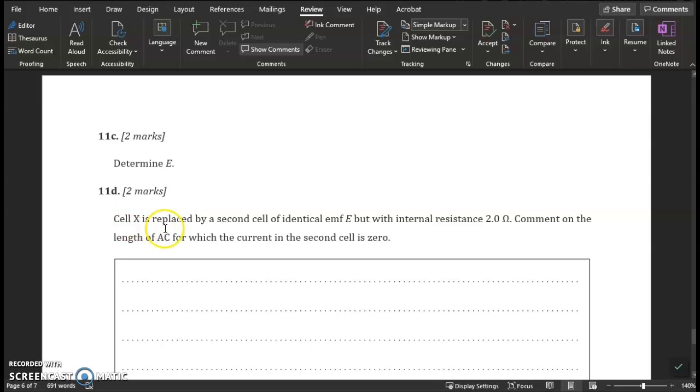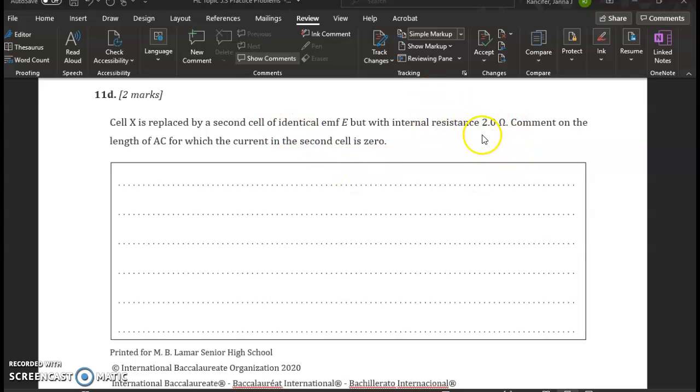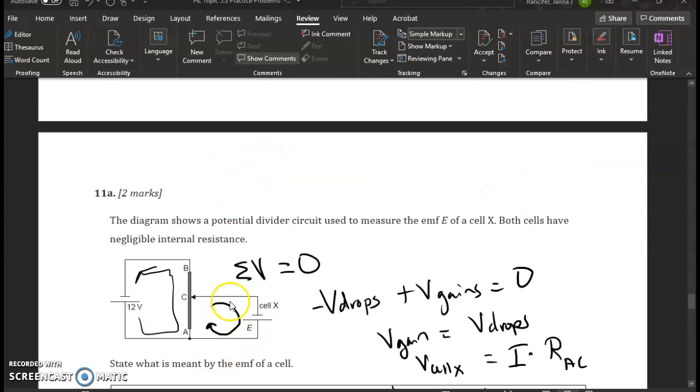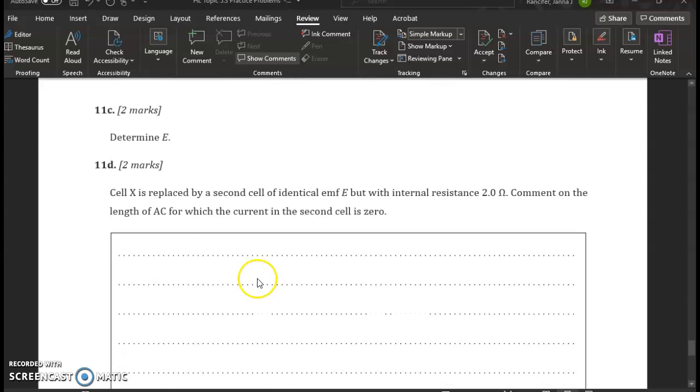Okay. Cell X is replaced by a second cell of identical EMF, but now it has internal resistance 2 ohms. Comment on the length of AC for which the current in the second cell is 0. All right, so now if this cell has internal resistance, it has even less energy available to drive current, and it wasn't driving current before because it didn't have enough energy. With internal resistance, with length AC, it's still not going to allow current to flow, not enough energy. In fact, you could possibly even make length AC shorter, and it wouldn't be able to drive current. So you could state that at this length, with internal resistance, current still does not flow.